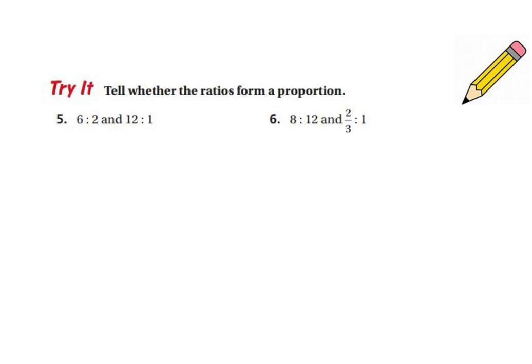Now you try it. You can use either strategy you want. You can either apply factors to the numerator and denominator, or you can use the cross product strategy. And then once you're done, push play for the answers. So here we have 6 to 2 and 12 to 1.